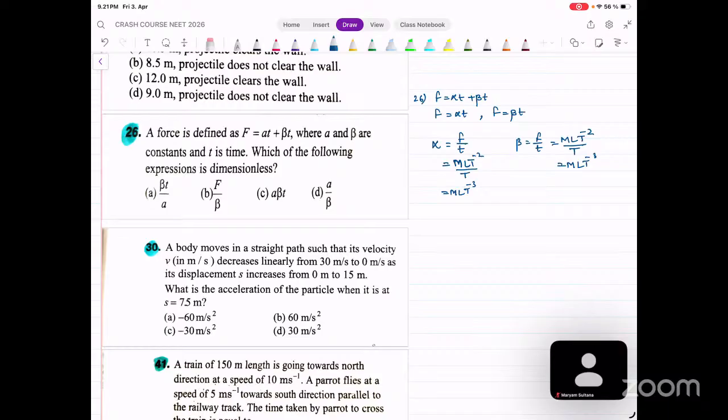So if I take the ratio right now, α divided by β, it means α value is M L T^-3 divided by M L T^-3. Everything cancels completely. That is nothing but 1. 1 is a dimensionless quantity. So what is the best option I can take right now? Fourth option, α divided by β. Clear? Any doubt in this one to anyone?